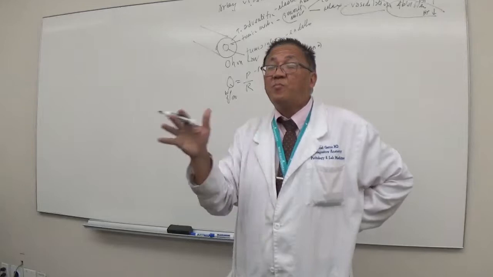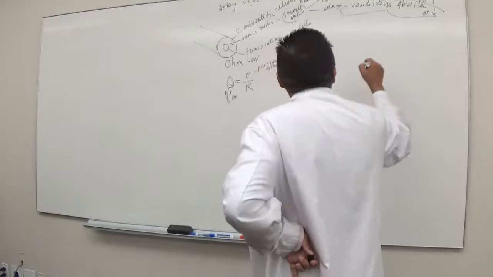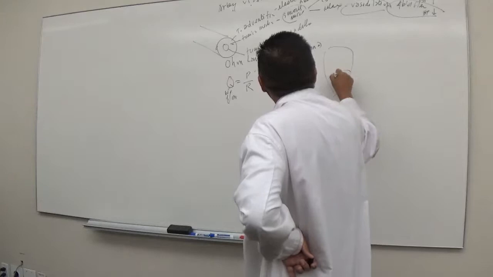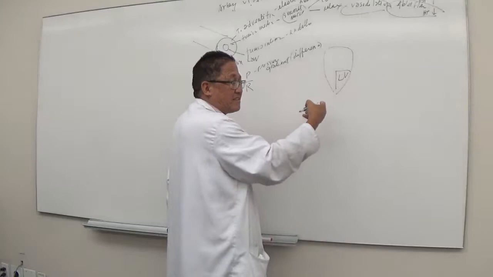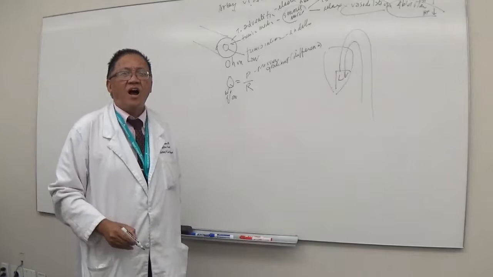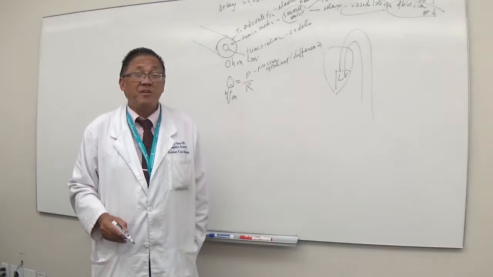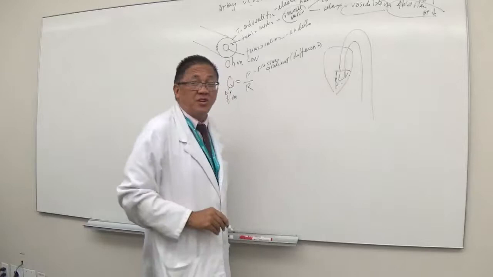I'll give you an example. In the case of the heart, this is the left ventricle, and this is the aorta here. Of all the chambers of the heart, which one contains the highest pressure? The left ventricle, because it's the main pump. In fact, the walls here are much thicker compared to the other chambers of the heart.